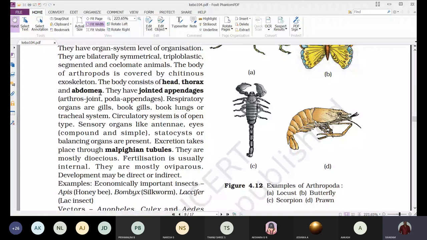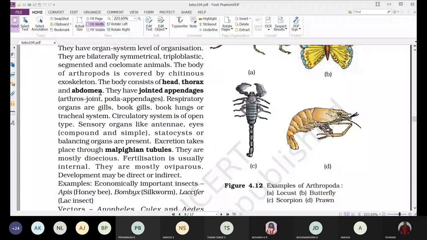The nervous system is close to these sense organs so that they can send information very fast, detect the changes taking place in the environment effectively and respond. That's why the head is present at the anterior end, concentrated with sense organs and the brain. The body of the arthropods is divided into head, thorax and abdomen. The anterior part is the head, the middle part is the thorax, and the posterior part is the abdomen.